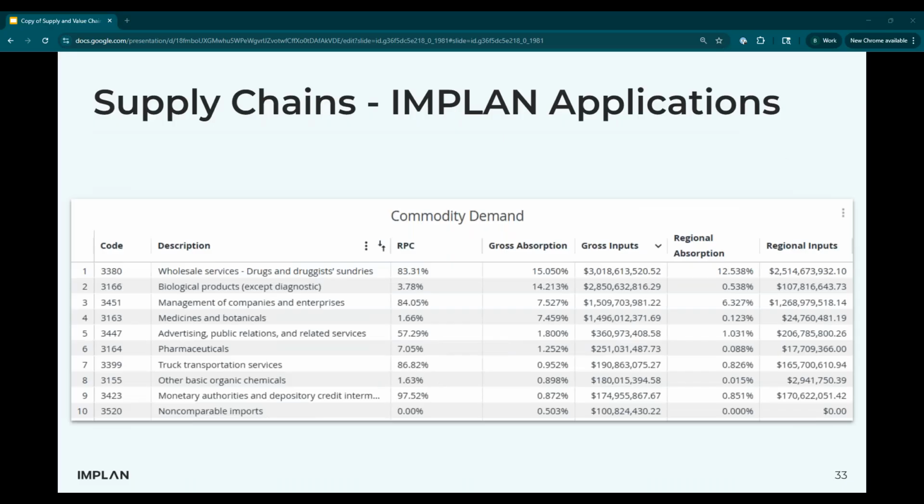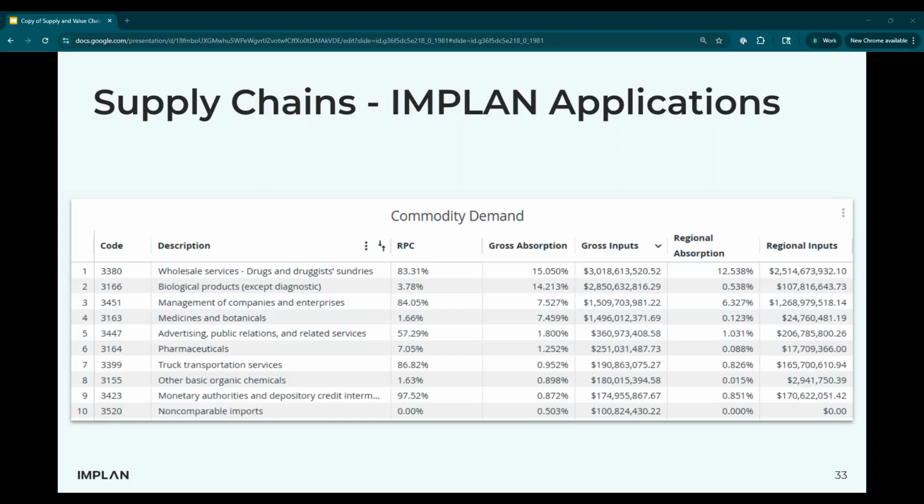What this is giving me is a number of key pieces of information. I've sorted that table. All the tables in IMPLAN are sortable and extractable. You can see the 3 little dots in the upper right-hand corner here. You can click on that to download the table. What are the gross inputs into this sector, right? Wholesale services, drugs and drug sundries, large input, gross input value. That's the dollars spent in this region on that particular input in their production function.